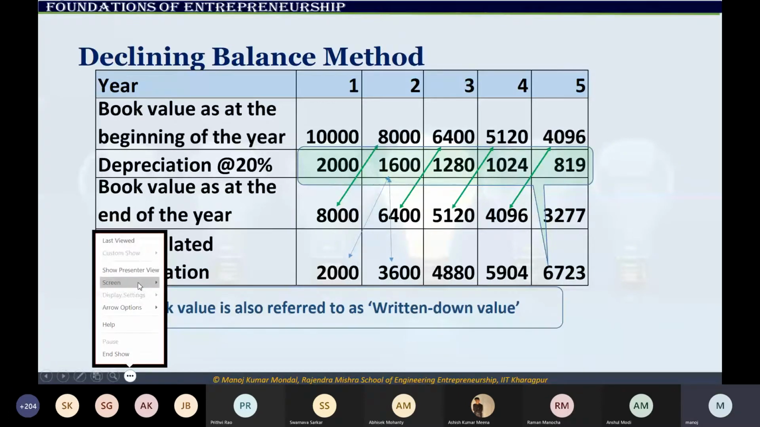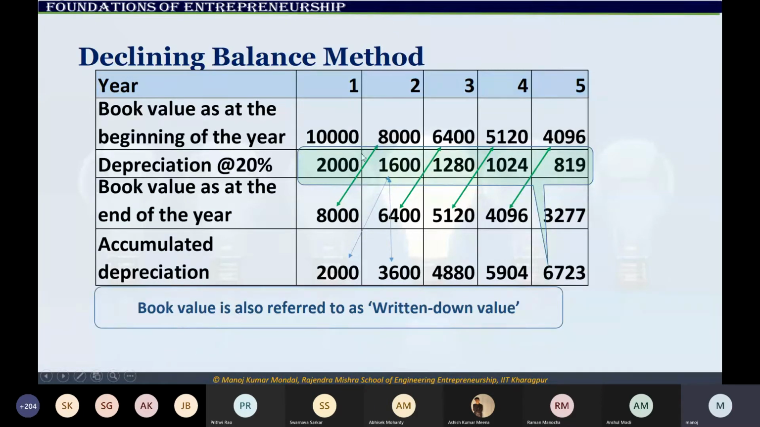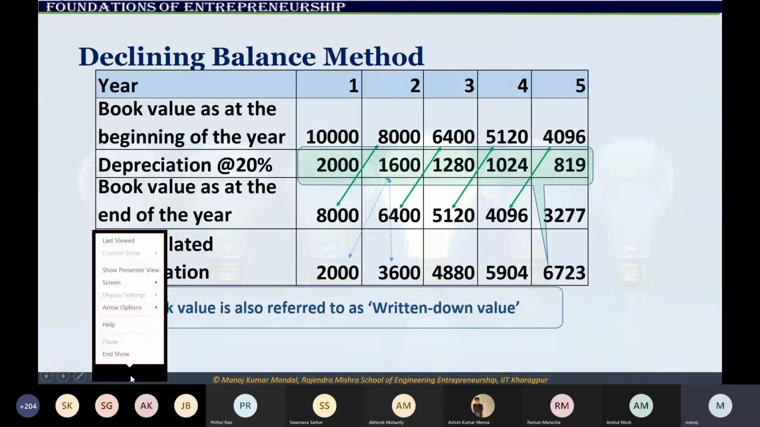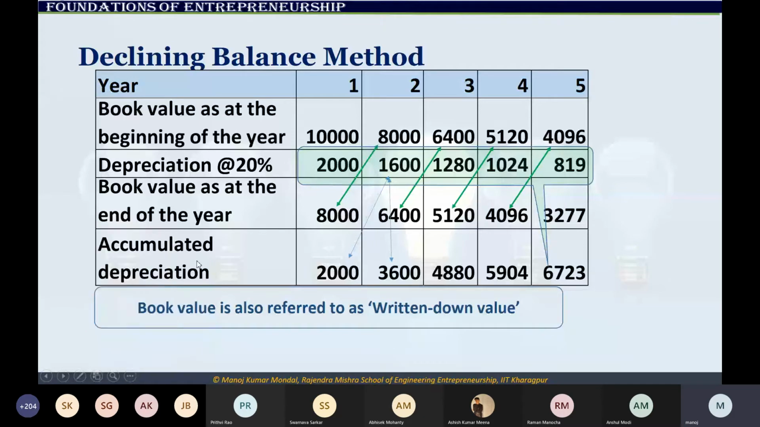Dashboard show present screen arrow option. Visible. I wanted a bigger arrow so that my arrow is more visible.